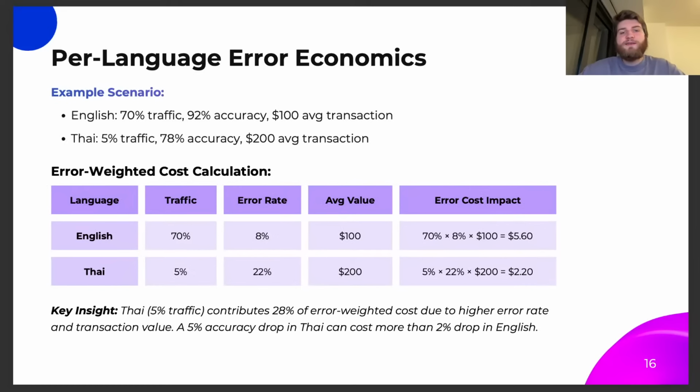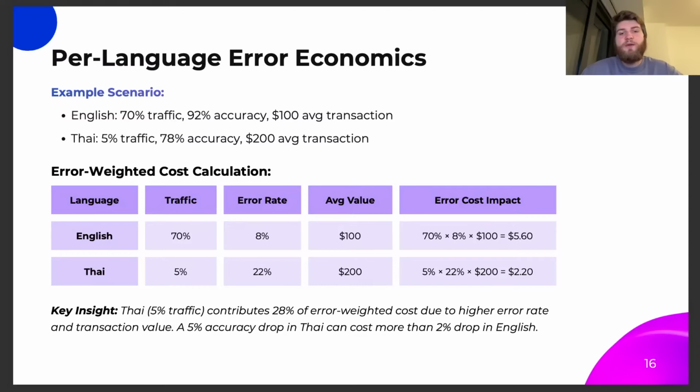Now let's make this multilingual specific. Error costs aren't uniform across languages. Consider this scenario with two languages. English: 70% of traffic, 92% accuracy, with average transaction value of $100. Thai: 5% of traffic, 78% accuracy, average transaction value of $200. English error rate in this example scenario is 8%. Thai is 22%, but Thai transactions are worth 2 times more.